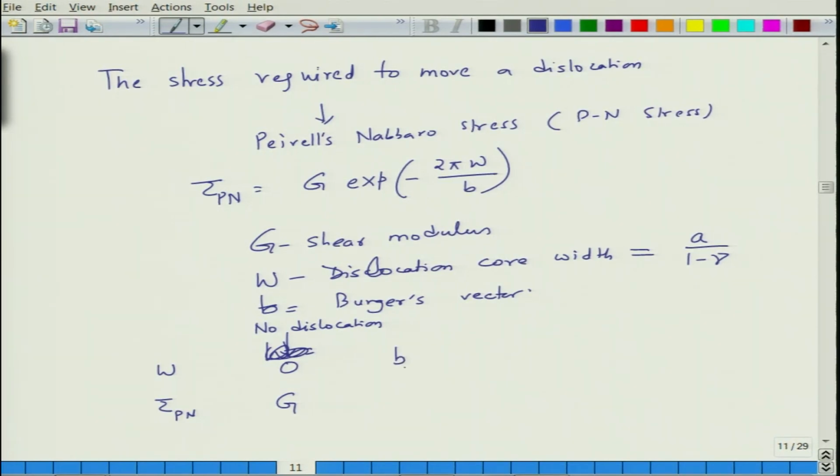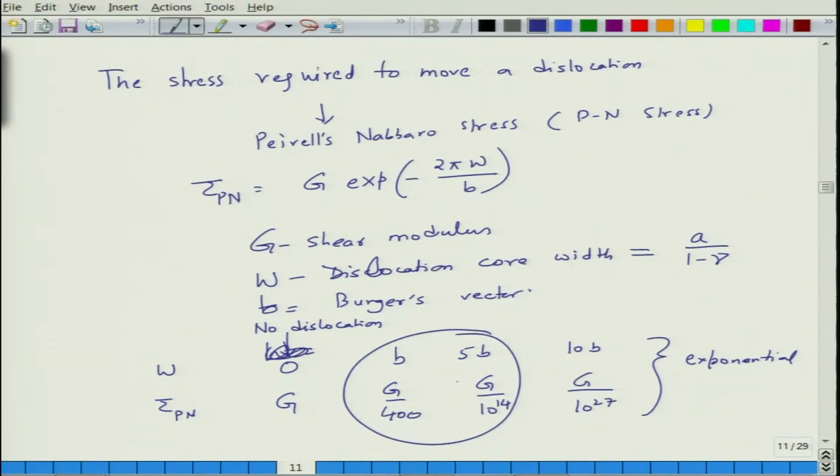And if W is equal to 1 Burgess vector, then this is G divided by 400 times. So, essentially just introducing dislocation has caused the stress to decrease by 400 times, and if it is 5B, this goes by G divided by 10 to the power 14, and if it is 10B, this becomes G divided by 10 to the power 27. So, basically this is an exponential function. Of course, we do not drop the strength to these levels, but our strength is somewhere in between. So, this is the region in which most of the W values are.